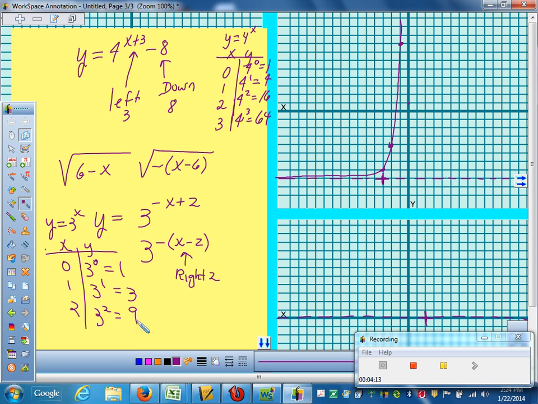The question is, does this thing rise to the right? Is it flipped? Is it going up on the left side? Yeah. Since it's got the negative on the x, this is exponential decay. It's coming down. So when you plot, your 0, 1's fine. But when you do the 1, 3, you want to do it on the left side because we want it to actually come down. The 2 over from our origin is 9 up. That's on the left side, and then this baby can drop toward the asymptote.